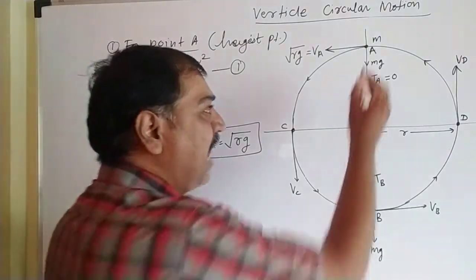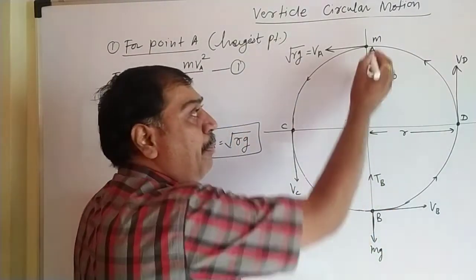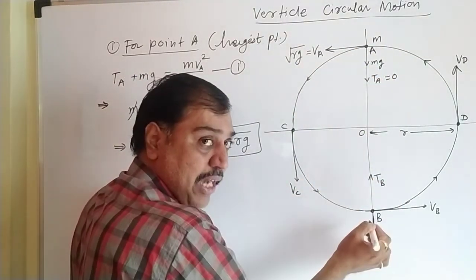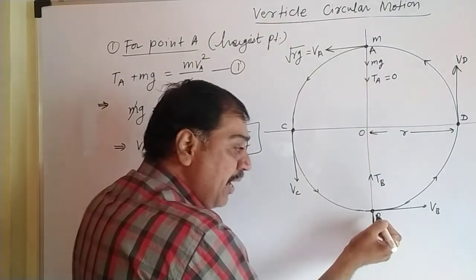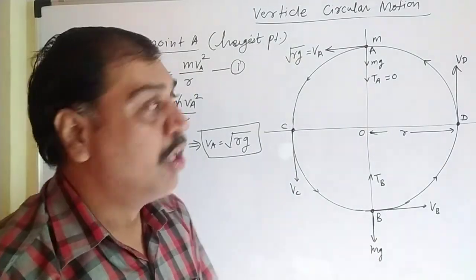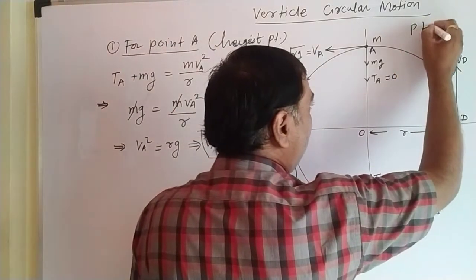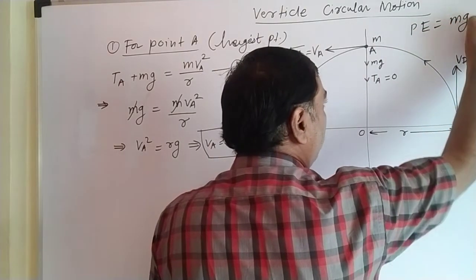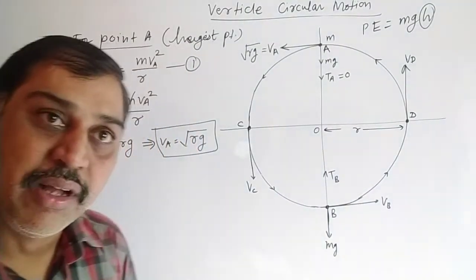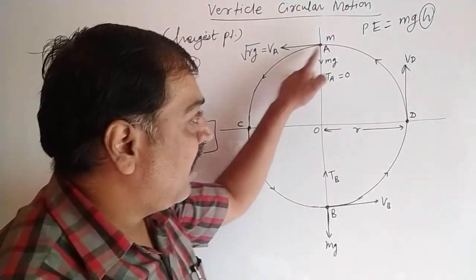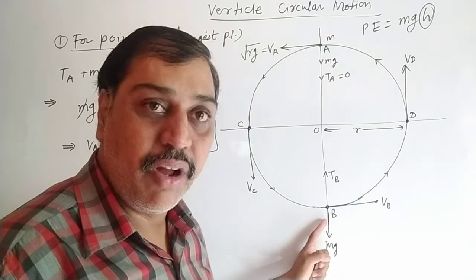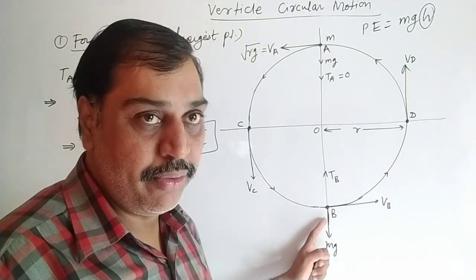Just imagine, this is the highest point, this is the lowest point, ground level. When the particle is at point A, it is at a height of twice R from B. When the particle comes to B, what is the height? 0. So what is occurring here? The height changes, and as we know, the potential energy is given by m into g into h. This h is very important because that h is responsible for the change in potential energy. So at point A, h is more, potential energy is more. At point B, h is 0 or less, so the potential energy would be less.